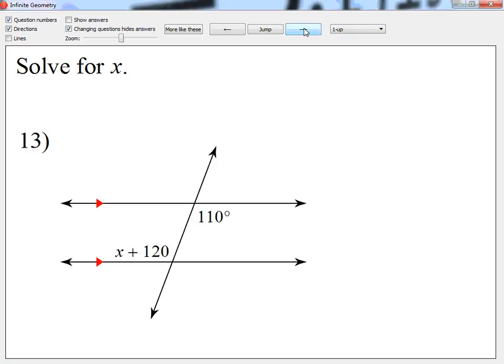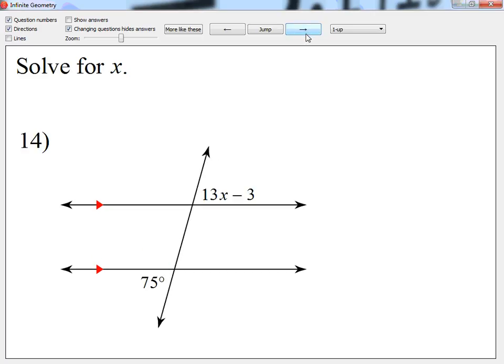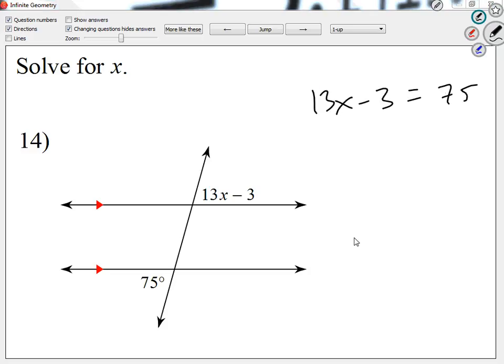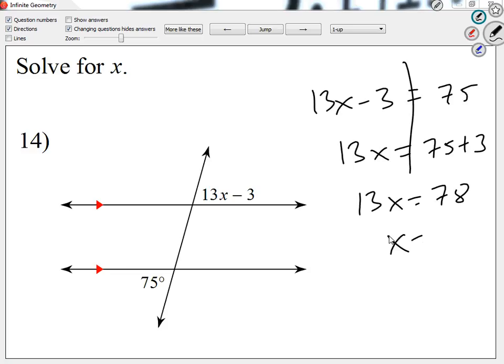Alright, let me take a look at one more. 13 is easy. I'm going to write 13x minus 3 equals 75, right, they're alternate exterior. So I'm going to write 13x equals 75 plus 3. Right, by 3 I switch the sign. 13x equals 78. So how big is that? 6.